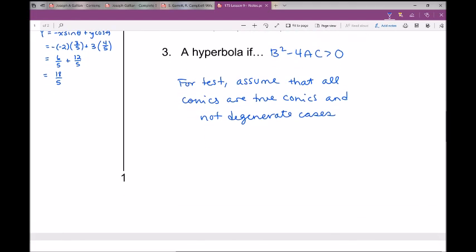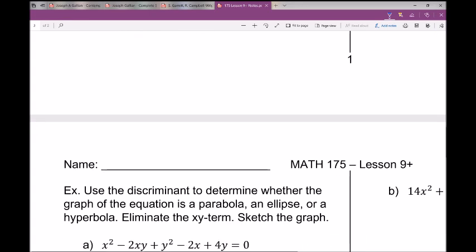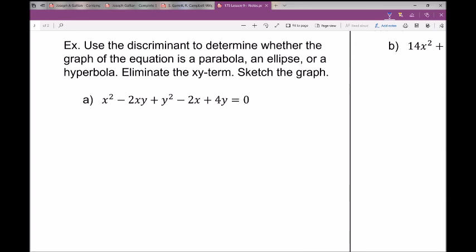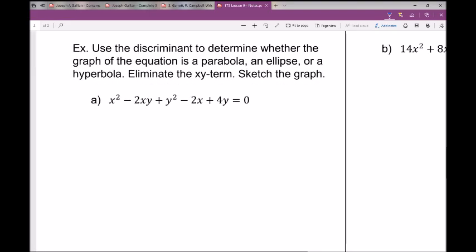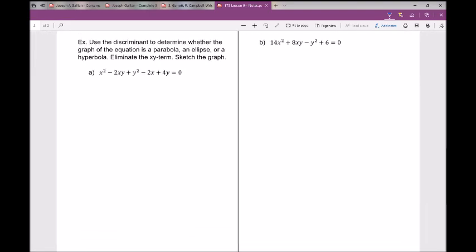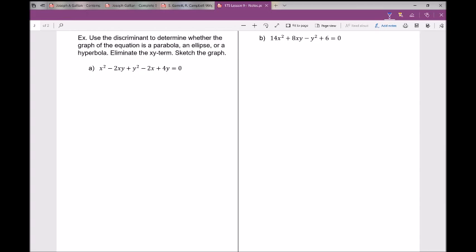All right, so let's look at some examples of this. So now we're going to get into some graphing and actually see what's happening with these rotated axes. Okay, so I'm going to zoom out a little bit because we're going to need a bit of room for this. Okay, so for the first one, we want to use the discriminant to determine whether the graph of the equation is a parabola, an ellipse, or hyperbola. We want to eliminate the xy term, and then we want to sketch the graph. Okay, so this is going to be a pretty long problem.